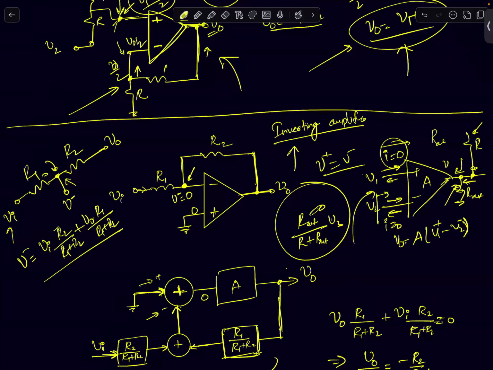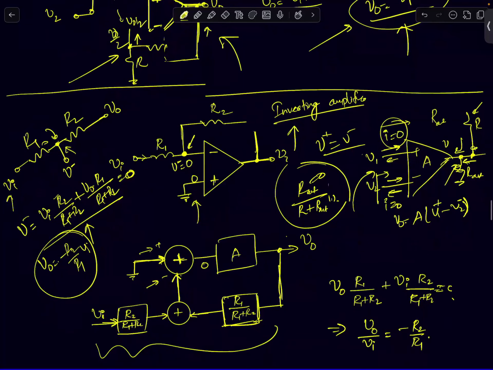Now once I get this term, I just have to equate it to 0, because your non-inverting terminal is at ground, connected to 0 volts. So if you equate this to 0 volts, you end up getting V0 equals minus R2 by R1 times Vi. I've just shown the derivation in a different way.